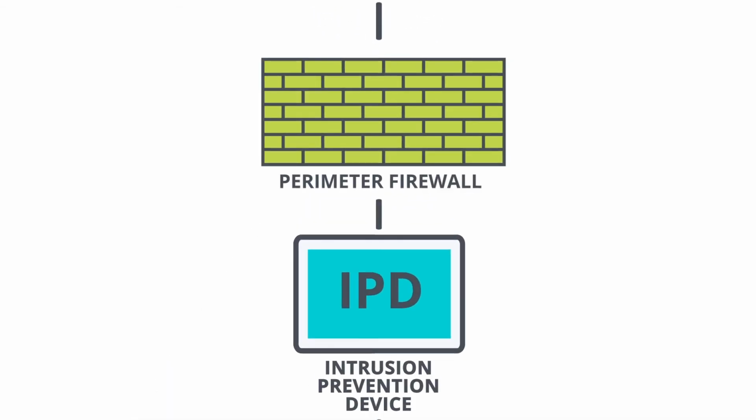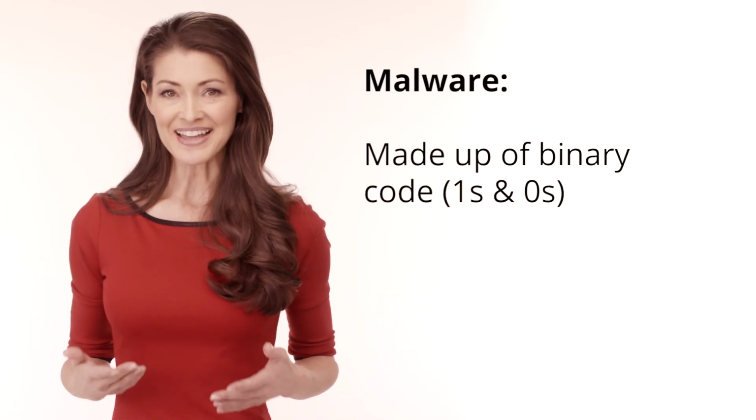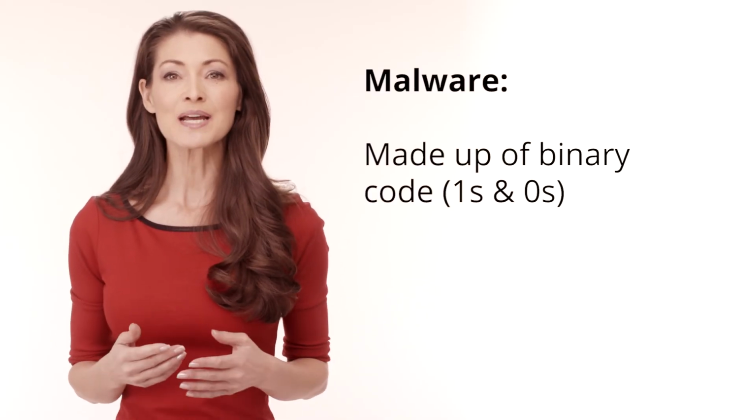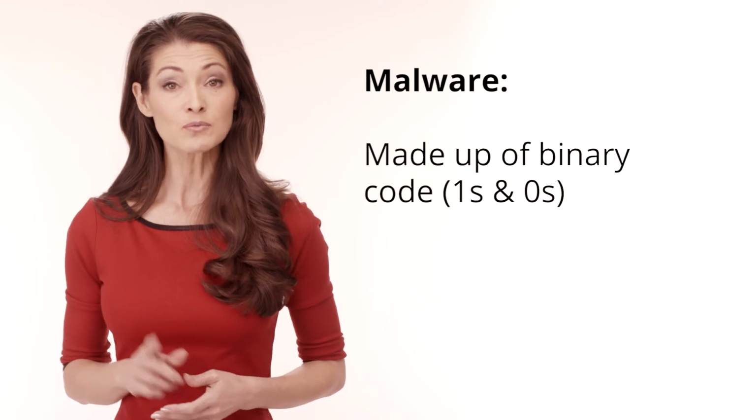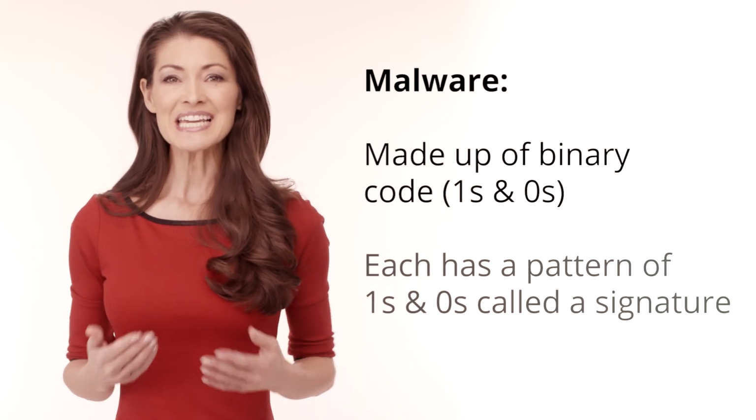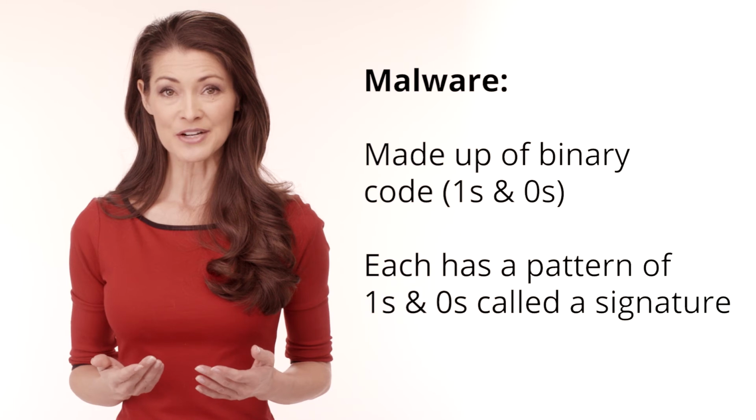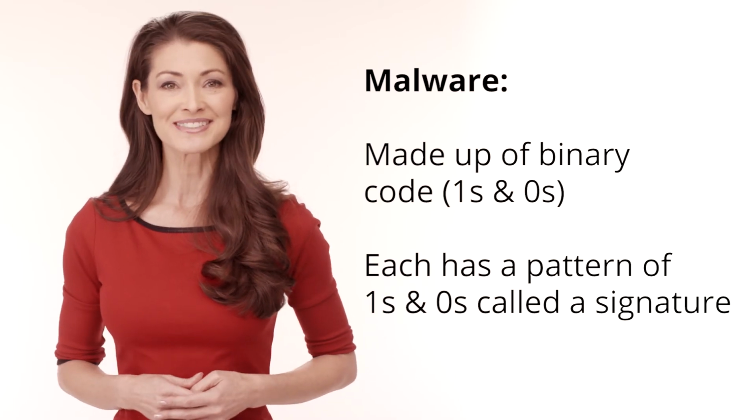Intrusion prevention devices, or IPDs, are devices or software applications that monitor a network or computer system for things like viruses, worms, and other types of malware. IPDs can be installed in the network to monitor and inspect network traffic. Malware, like any other software, is made up of binary code, or ones and zeros, and each has a particular pattern of ones and zeros called a signature.